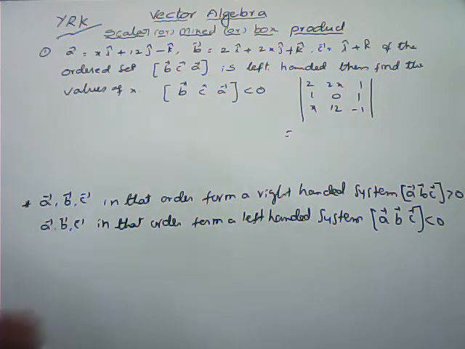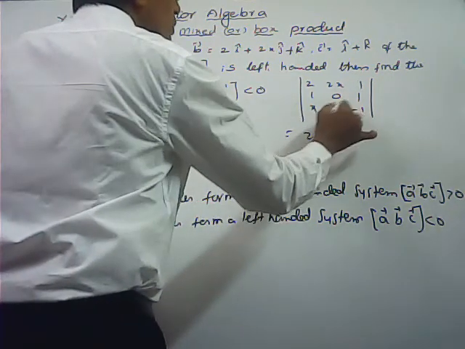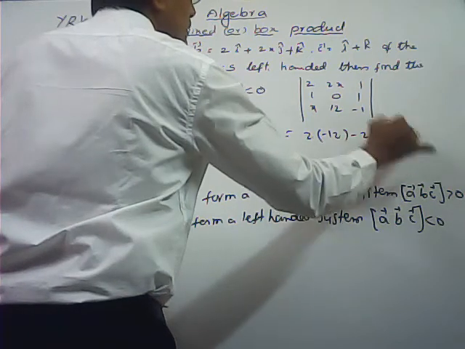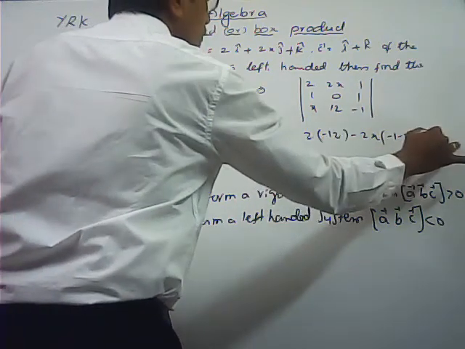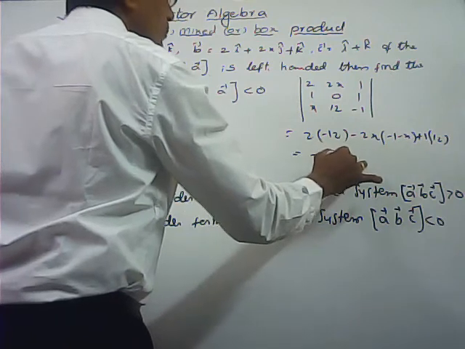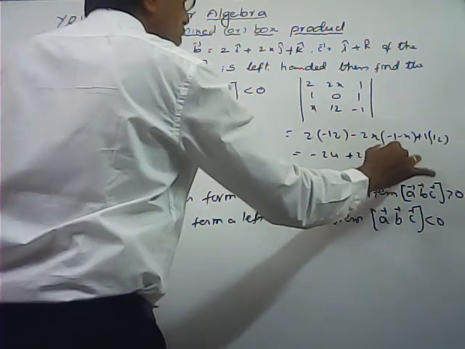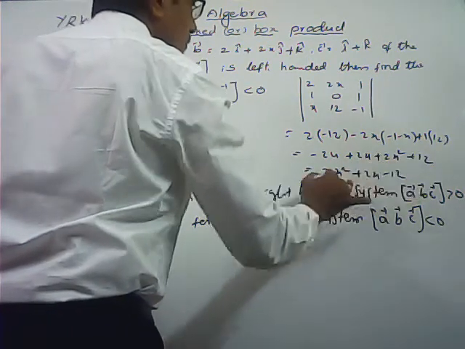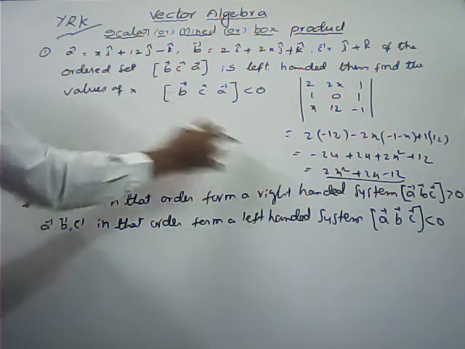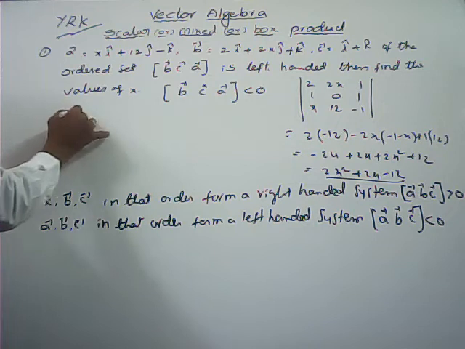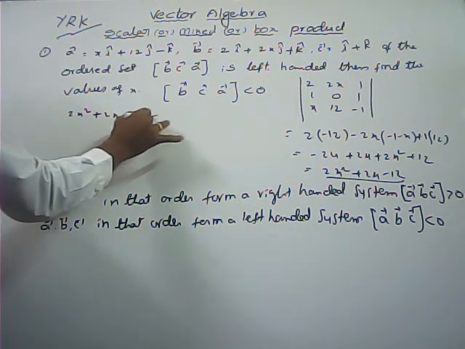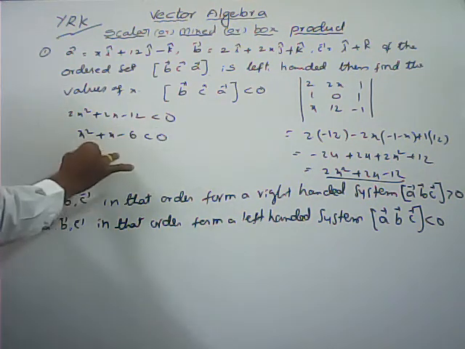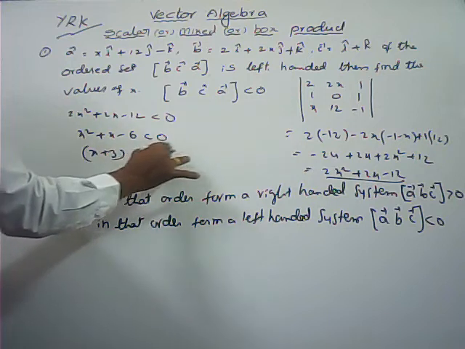That is equal to 2 into 0 minus 12, minus 2x into minus 1 minus x, plus 1 into 12. So minus 24 plus 2x plus 2x square plus 12, that is equal to 2x square plus 2x minus 12. Substitute that value. Box BCA, how much we got? 2x square plus 2x minus 12 is less than 0. Dividing with the 2, x square plus x minus 6 less than 0. (x plus 3) into (x minus 2) less than 0.